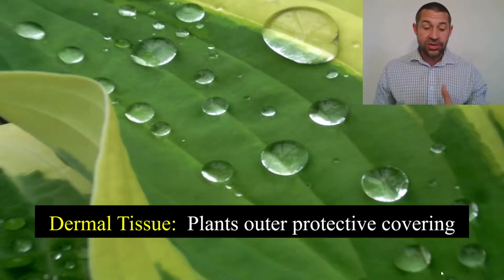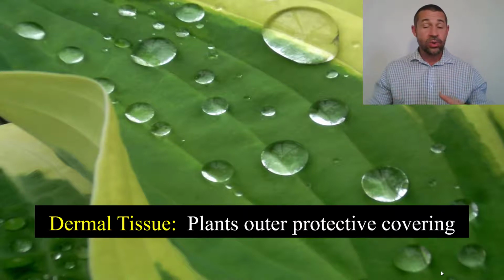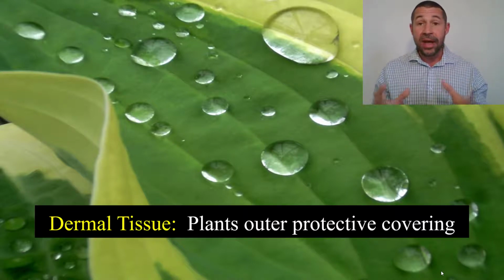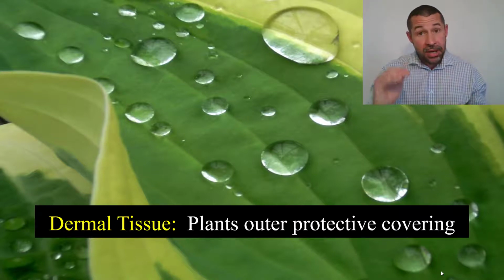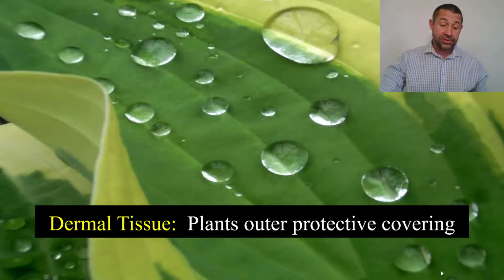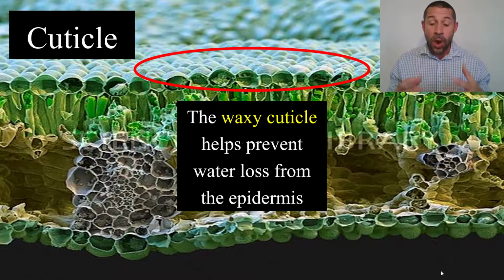So the dermal tissue is the outermost protective coating. It's going to protect the plant from external stressors like pathogens, as well as minimize water loss. Here in the desert, our cactus and our succulents are characterized by that waxy feel. That's the thick, waxy cuticle circled here in red that's going to prevent water loss from the epidermis.